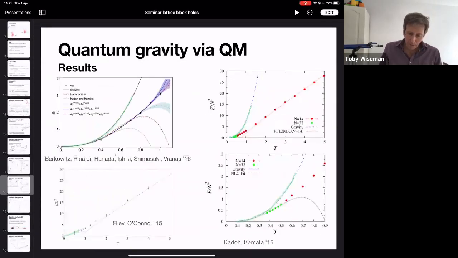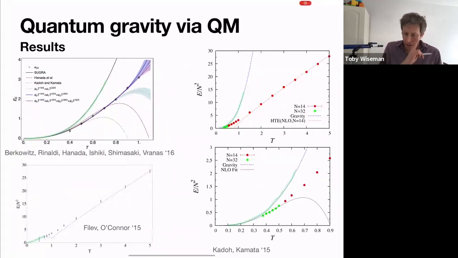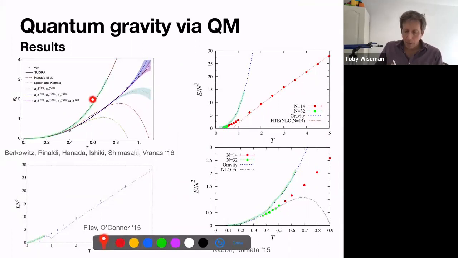So if we look at here, for example, coming back to your question, this is this leading black hole behavior, the T to the 14/5, which I've sort of highlighted in green. This is the lattice data, and it indeed comes down to it at low temperatures. This is in the quantum mechanics. So this is, I think, some of the best work in that quantum mechanics case.